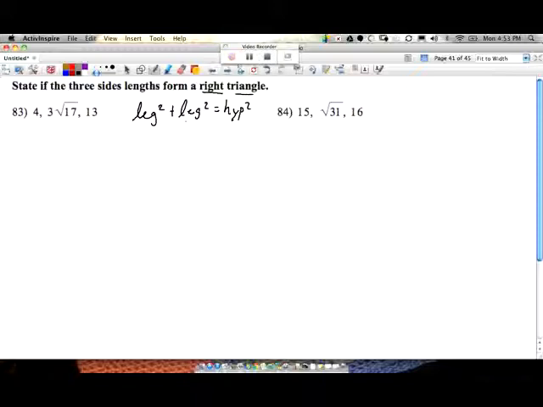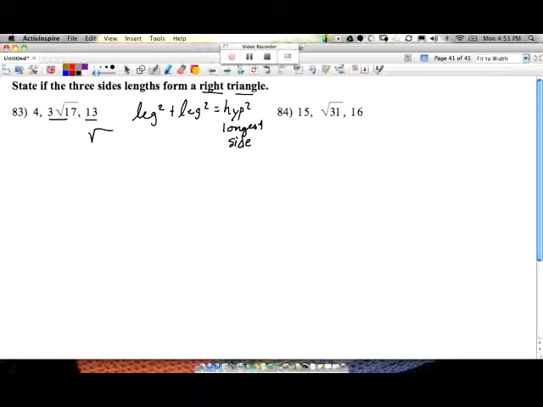That, to me, is saying that I got to check if leg squared plus leg squared equals hypotenuse squared. The hypotenuse is the longest side. So I might be asking myself, well, wait a second, which one of these is the longest? Is it 3 root 17 or square root 13? It's kind of hard to tell. So here's how I would check it.